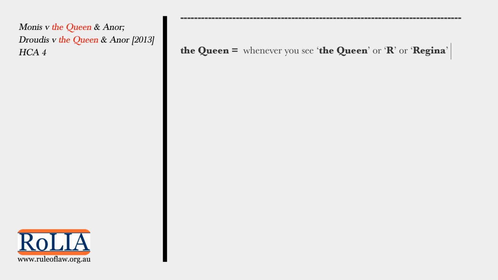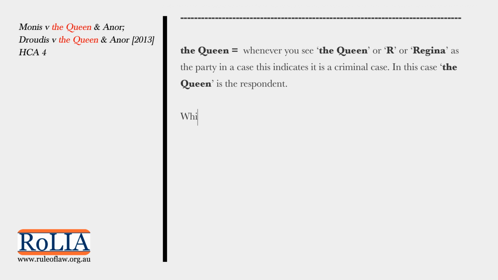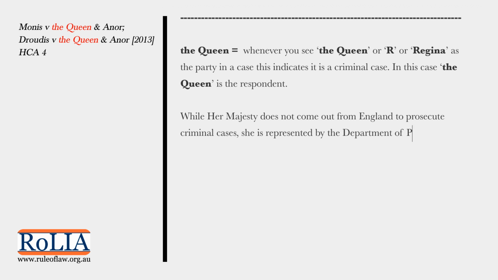There are a couple of different ways of writing the Queen. The letter R is used, or Regina, and these are all things that mean the Queen. Her Majesty isn't actually present in the case. The person that represents the Queen or the government and society in a criminal case is the Department of Public Prosecutions, which is DPP for short.